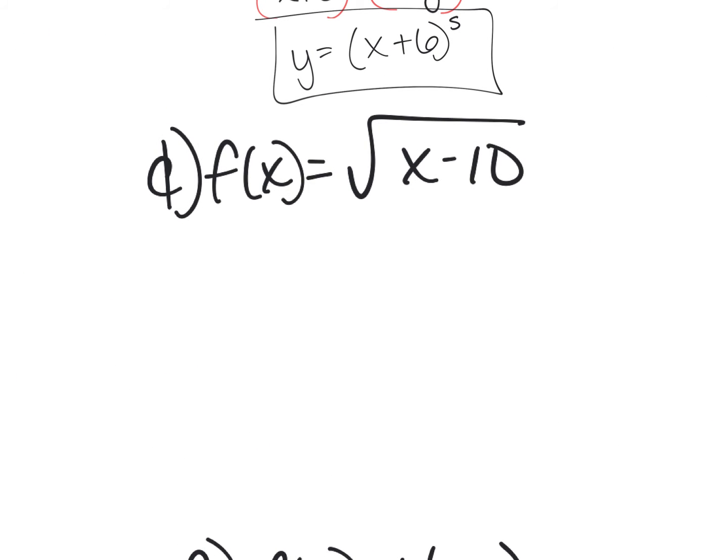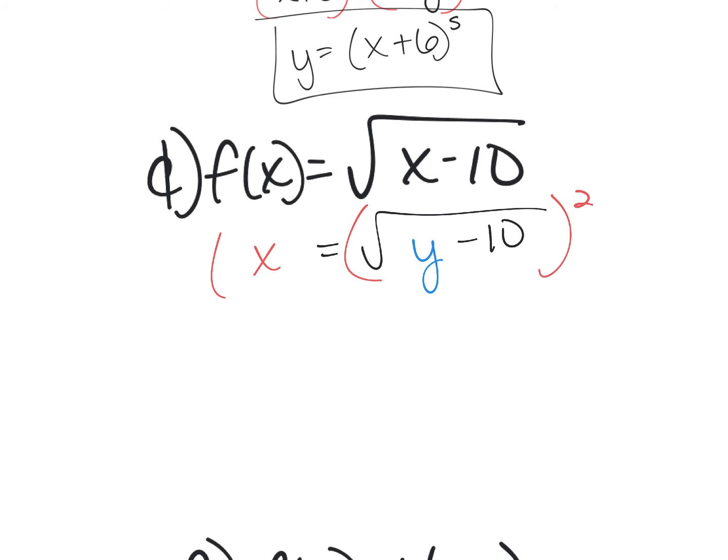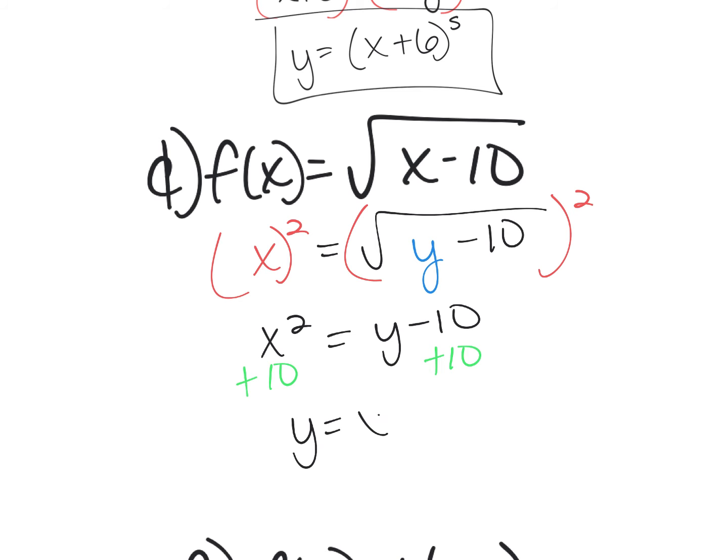Here's D. Let's go ahead and switch them. Okay, what do I need to do to solve for y? Try this one by yourself. Pause the video. So I'm going to square them both. So since that's only one thing on the left, that's just x squared equals y minus 10. Add 10. Y is equal to x squared plus 10.